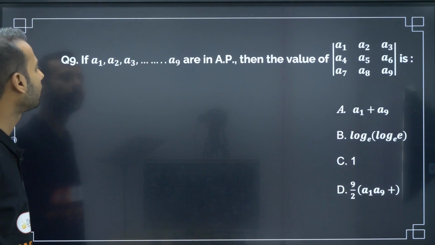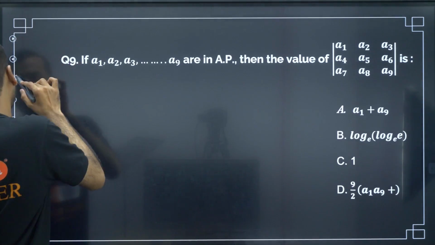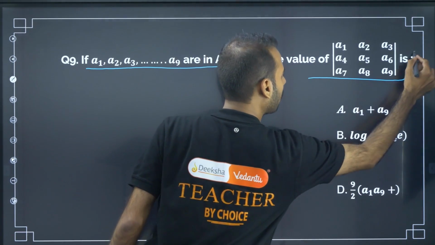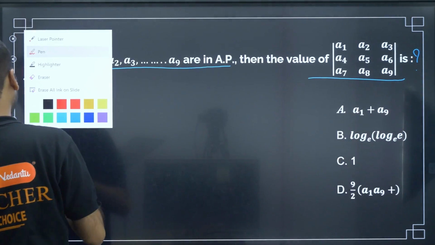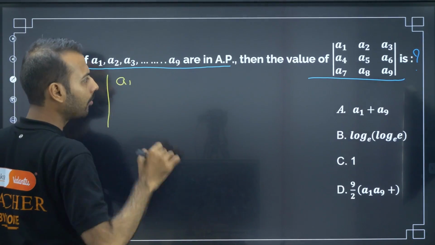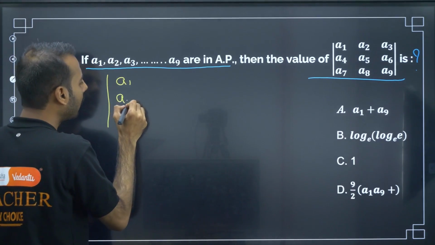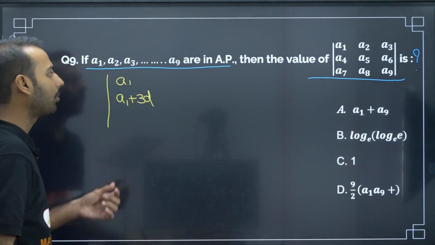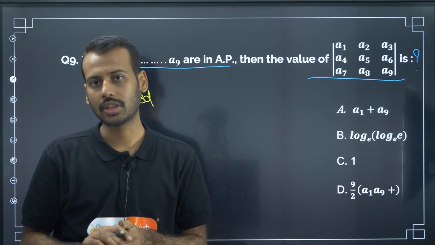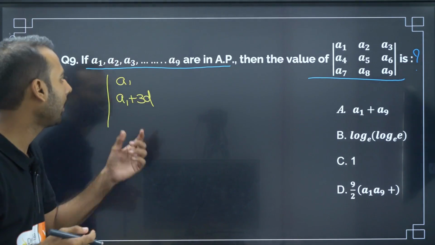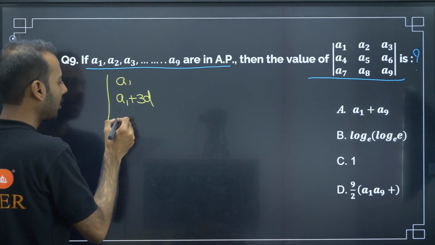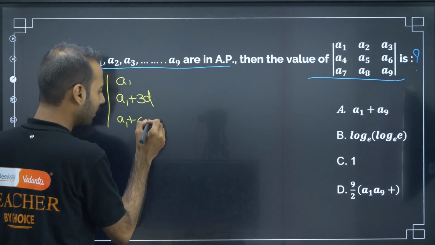Moving on to the next question. A1, A2, A3 are in AP, some information they have given, then what is the value of this? So how to approach this? In place of A1, a1 plus 3d. Arithmetic progression, if you know, it is a good thing. If you don't know, just open the sequence and series chapter, 9th chapter in first PUC. There a4 means a1 plus 3d. Next, a7 means a1 plus 6d.